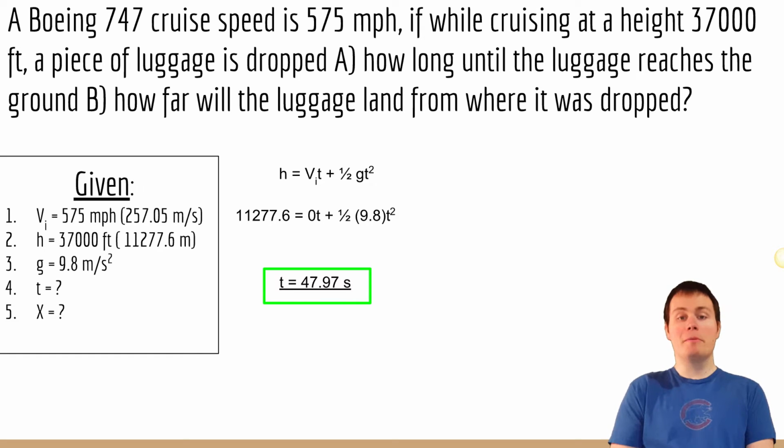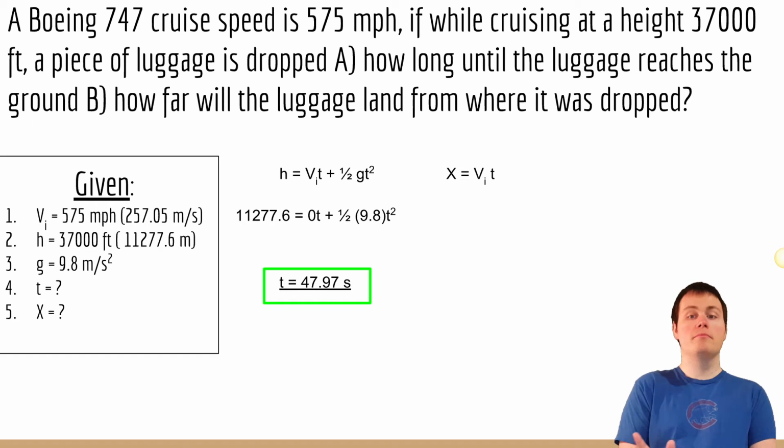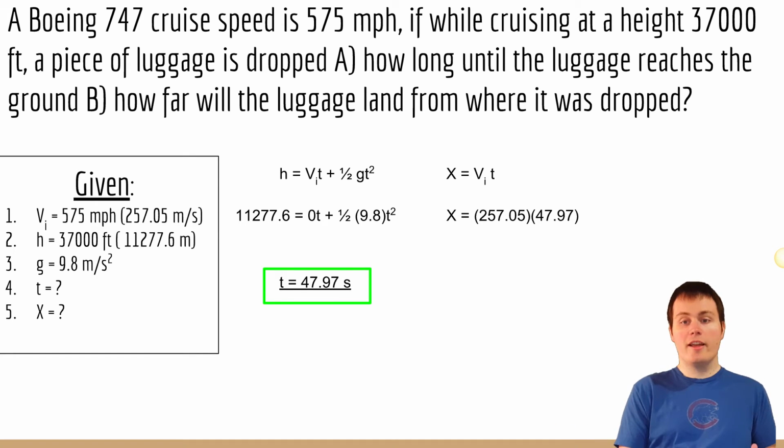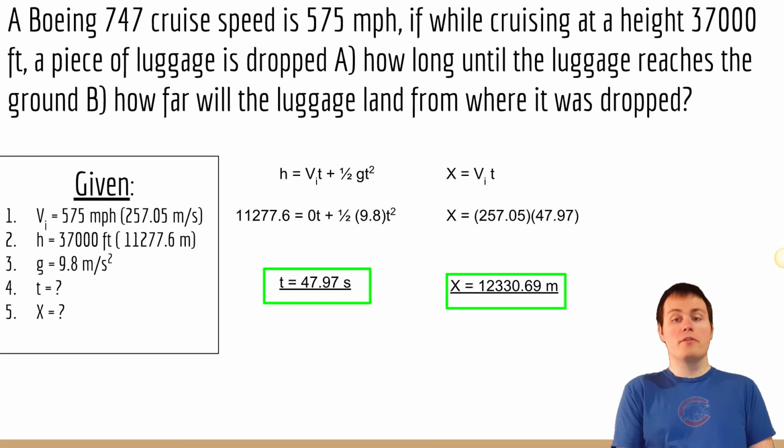Now for part B. Since we already figured out time in part A, we'll use that to solve for part B, and in this case it's actually a really simple equation. All we have to do is distance is equal to velocity times time. We know the initial velocity, because that was given to us in the problem, and we just figured out time from part A, so we now just multiply those two together, and we'll get that our distance traveled by the plane during that time is 12,330.69 meters.